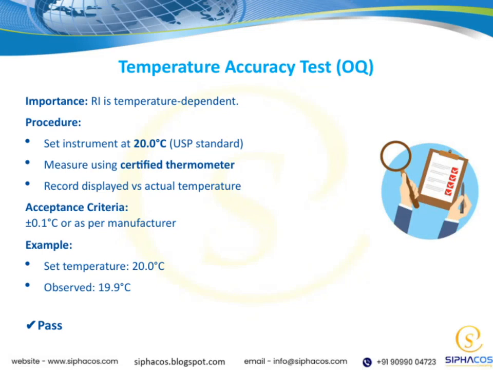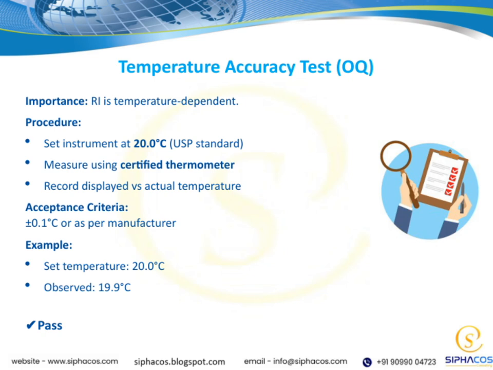Now, let's discuss the temperature accuracy test, which is part of the operational qualification, or OQ. This test is crucial because the RI, or refractive index, is highly dependent on temperature. Small variations in temperature can impact the accuracy of your measurements, so ensuring your instrument is properly calibrated is essential. The procedure begins by setting your instrument to a standard temperature of 20 degrees Celsius, which is the USP standard. Next, you'll measure the temperature using a certified thermometer to ensure accuracy. It's important to record both the displayed temperature on your instrument and the actual temperature from the certified thermometer.